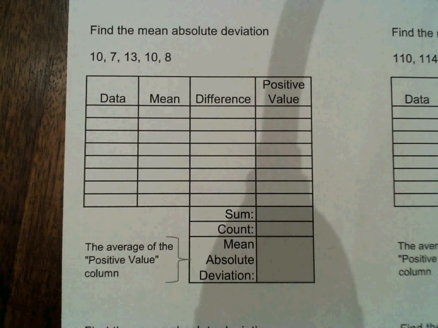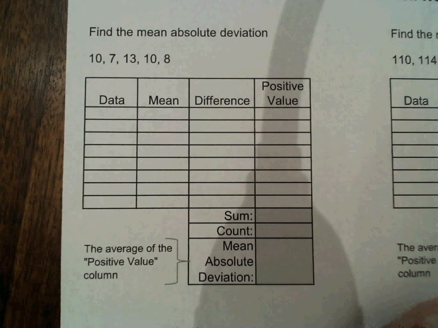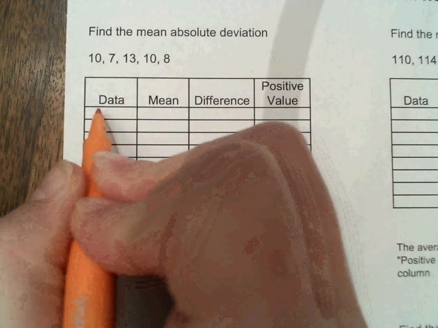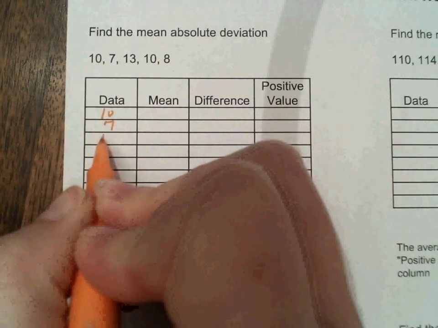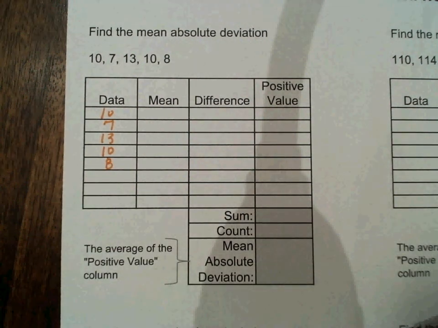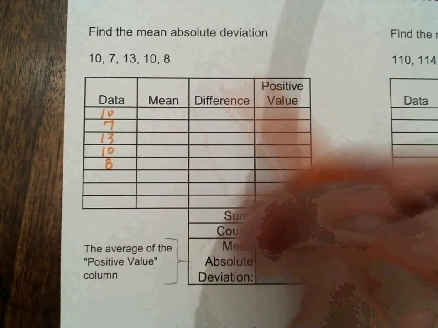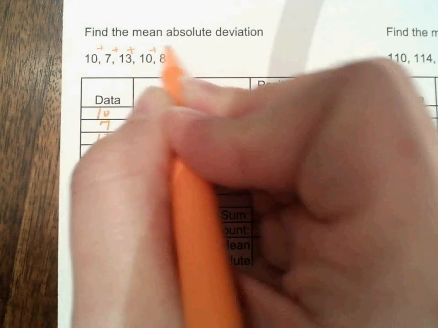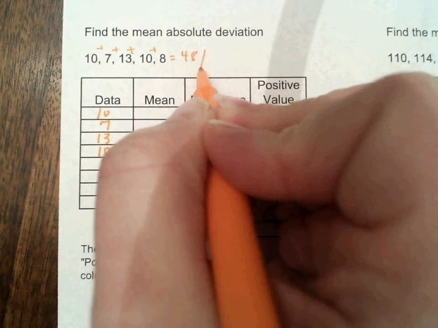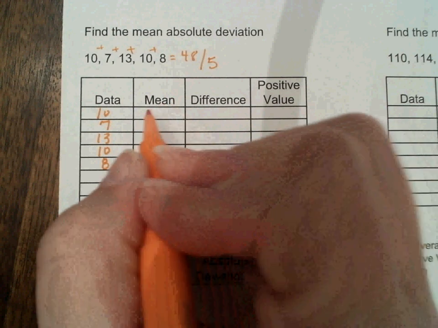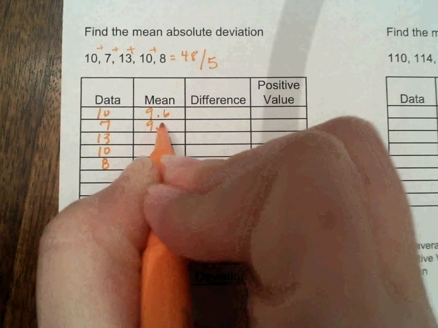So mean absolute deviation. First thing we need to do is find out our numbers. So we have 10, 7, 13, 10, and 8. You don't have to use these charts, but these charts are helpful to keep everything organized. We have a total of 5 numbers. So when I add all of these numbers up, I get 48. Divide that by 5, and I'm left with a mean of 9.6. So 9.6 is my mean.